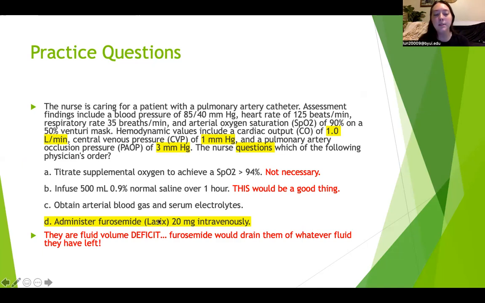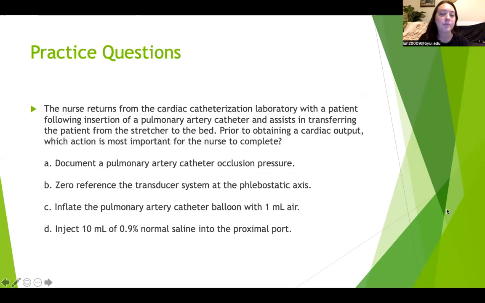And then D, administer furosemide, 20 milligrams intravenously. So this question essentially makes sure you know what Lasix does to the body and know that if my pressures are low, that means I have a fluid volume deficit. And if I give them Lasix, then I'm just wasting all this fluid and electrolytes, making the problem even worse. Okay. So that's how you can use all those pressures to determine, okay, this would not be a good treatment and this would be a good treatment. Because all that we're measuring here is pressures in the body and perfusion to the body.